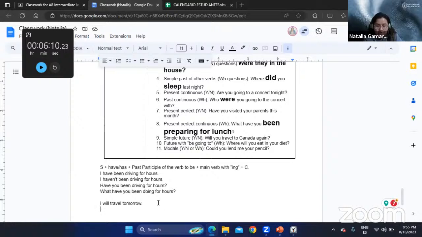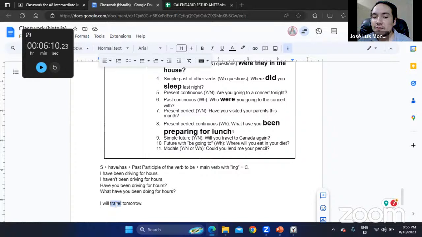For future continuous. Like this, just like this. What is the form of travel? Is it base verb? Is it infinitive? Is it gerund? Is it simple past? Is it past continuous? What is the form of this verb? Is the base form. The base form, exactly.